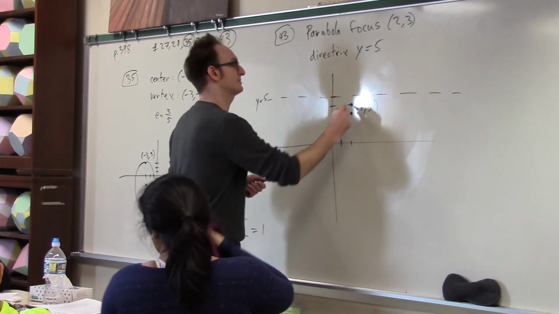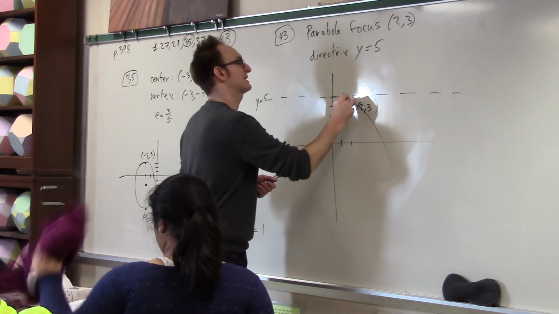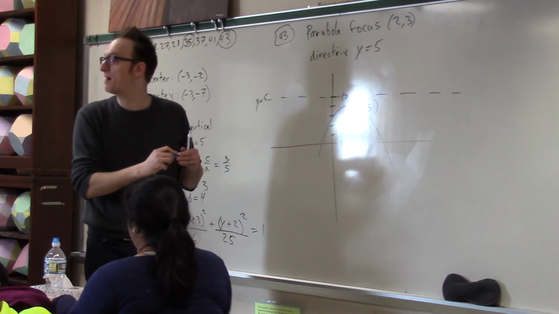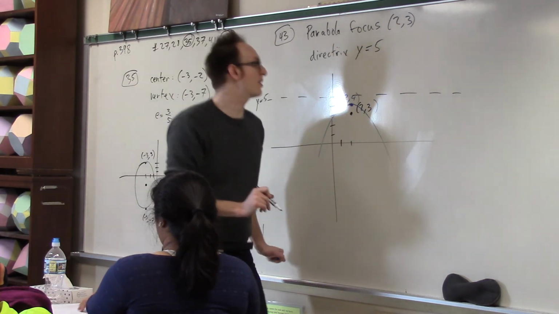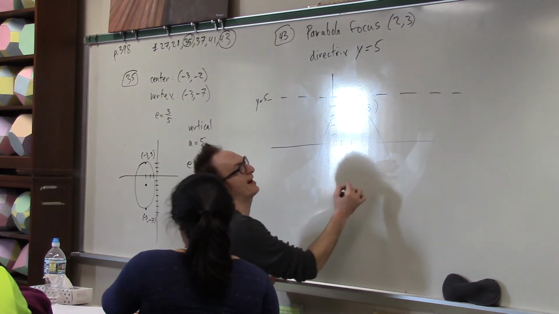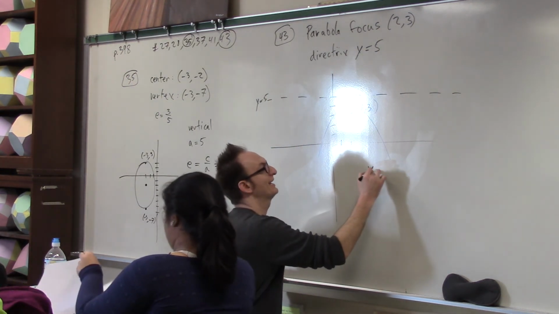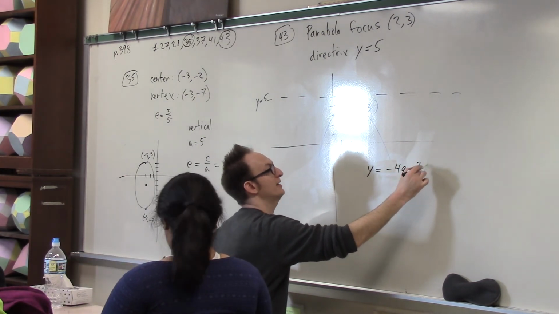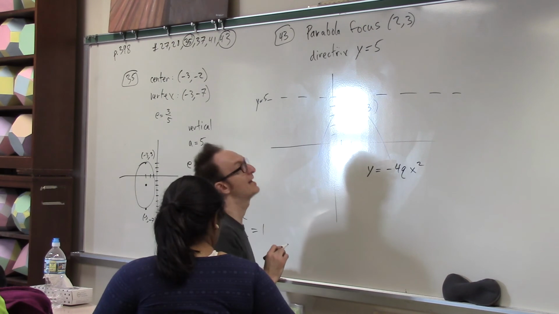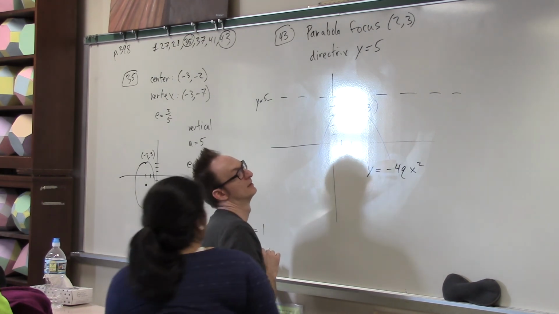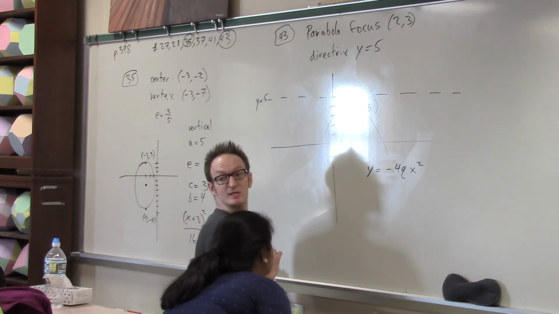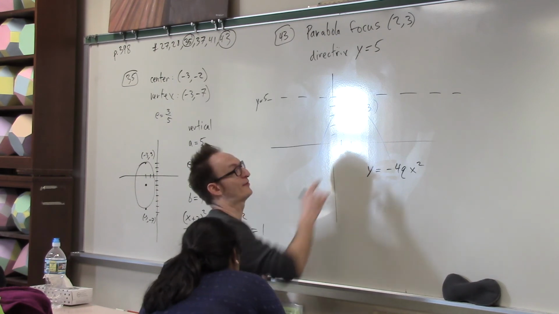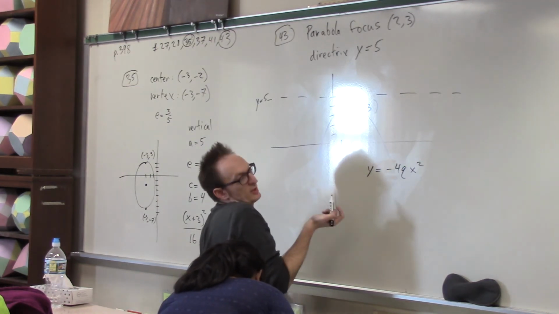So basically this is my parabola, right? Vertex at 2, 4, and it's upside down. And what do we know about upside down parabolas? They are in the form y equals -4q x squared. And what is q in this case? 1. q is the distance from the vertex to the focus. So q is just 1.